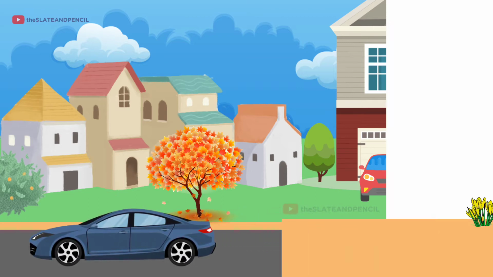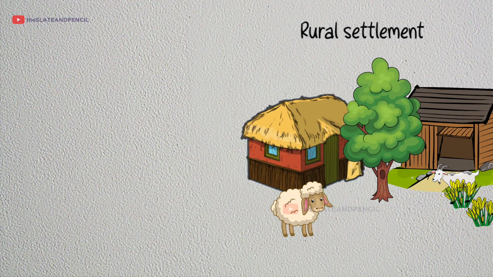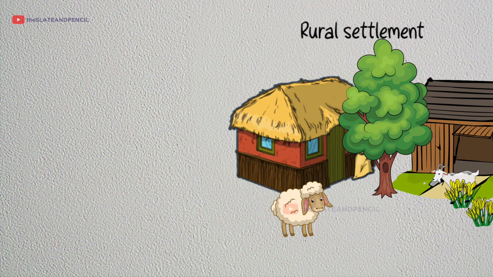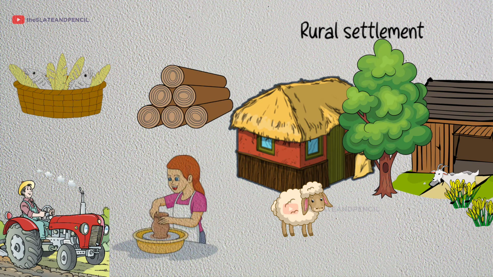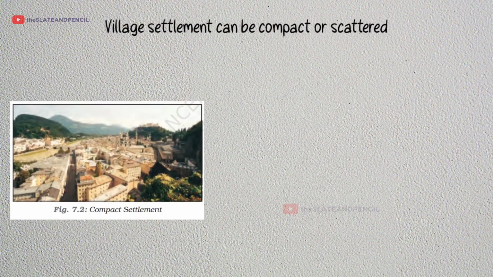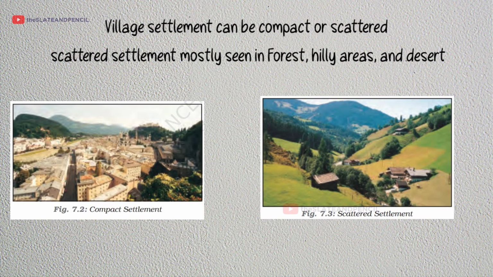Settlements are further differentiated as rural settlements and urban settlements. The villages are rural settlements. People in the village are engaged in activities like agriculture, fishing, forestry, craft works and trading. Village settlements can be compact or scattered. We see scattered settlements mostly in hilly areas, thick forests and deserts.